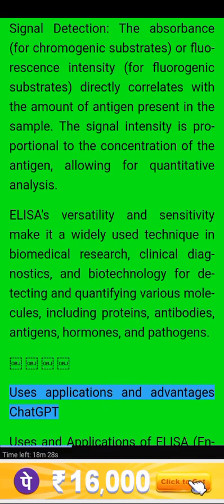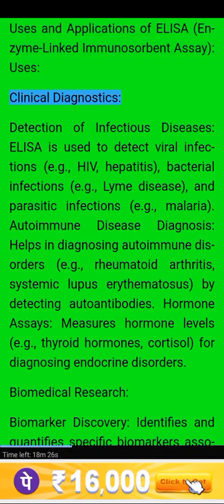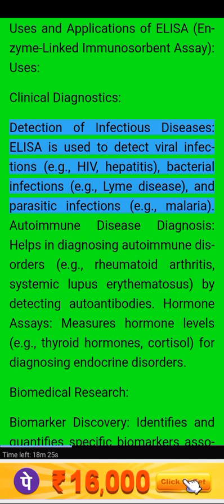Uses, applications, and advantages. Uses and applications of ELISA, enzyme-linked immunosorbent assay. Uses. Clinical diagnostics. Detection of infectious diseases. ELISA is used to detect viral infections, e.g., HIV, hepatitis, bacterial infections, e.g., Lyme disease, and parasitic infections, e.g., malaria.